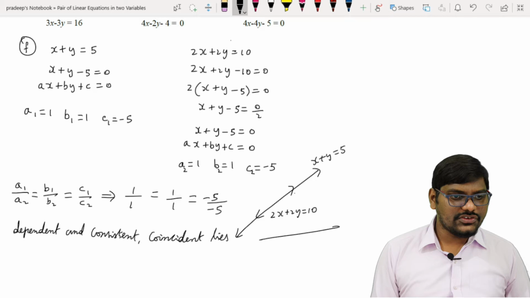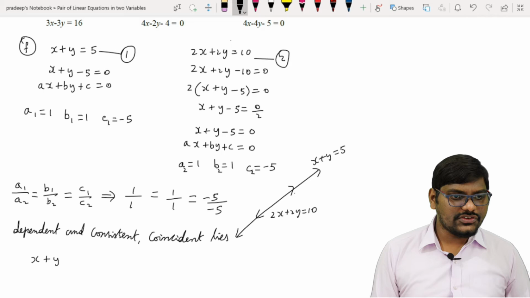So this is all about the first part of the question. We already recognized that the equations are coincident lines. So let's go forward and do the graph also. For doing the graph we'll take the same equations, equation 1 and equation 2, and we'll be drawing the graph.